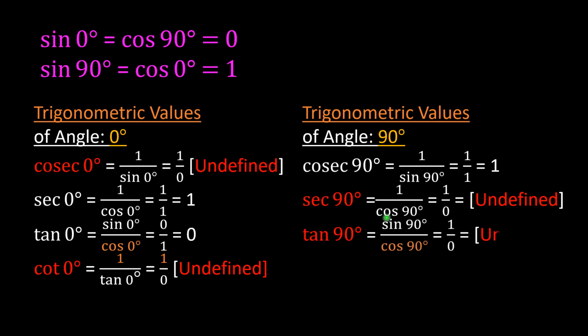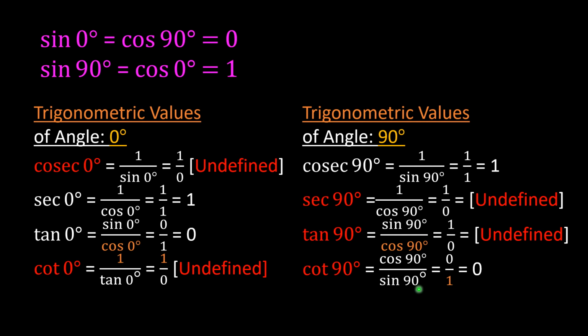Tan 90 is sin 90 divided by cos 90. Sin 90 is 1. Cos 90 is 0. So 1 divided by 0 is undefined because we cannot divide by 0. So tan 90 is undefined. Cot 90 is cos 90 divided by sin 90. Cos 90 is 0. Sin 90 is 1. So we get 0 divided by 1 is 0. So cot 90 is 0.